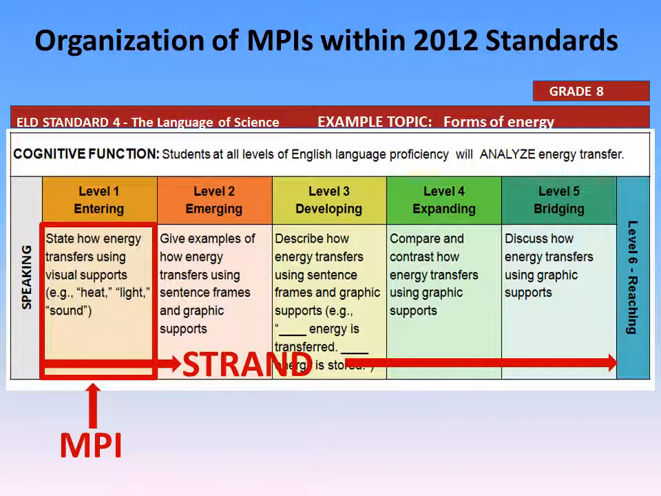So we're going to be wanting students to create probably very short sentences using some pictures we've given them to talk about heat or light or sound, which are different forms of energy transfer. And as we move up the strand in difficulty from level 1 to 5, we might see that at level 5 we really want students now to discuss how energy transfers using graphic supports. So we want them to have a higher level of understanding in the abilities linguistically, but cognitively we want to keep the same abilities across the strand.